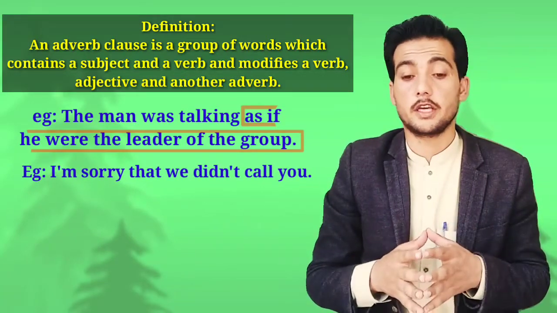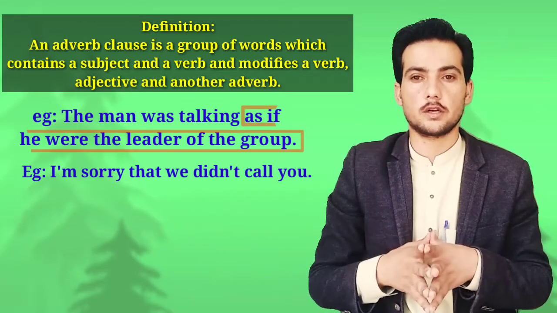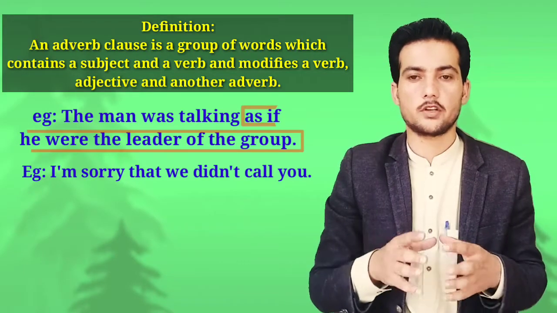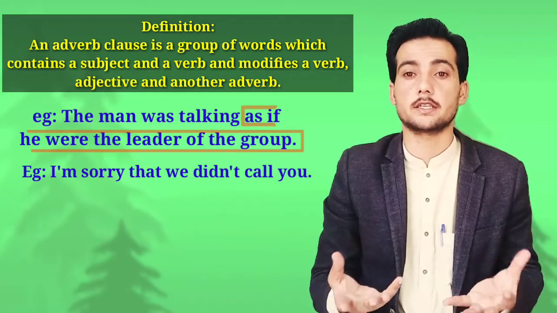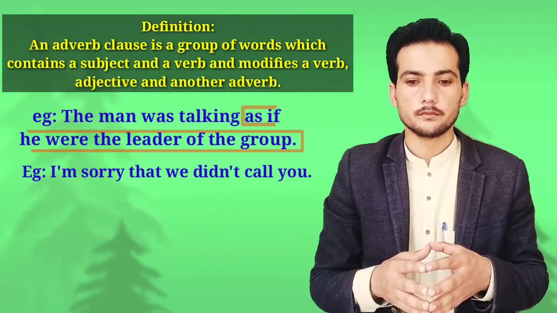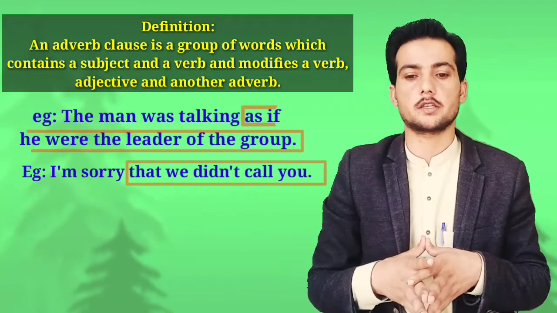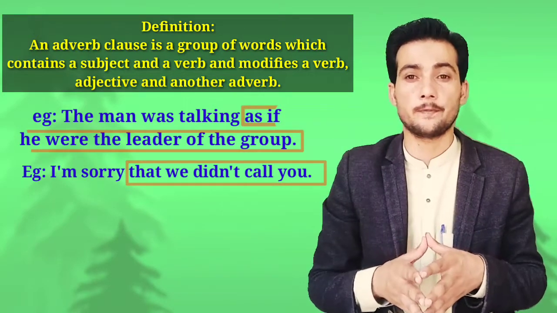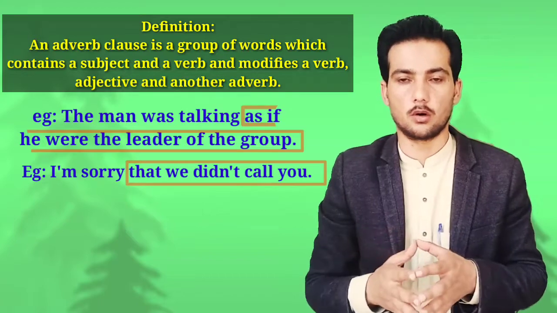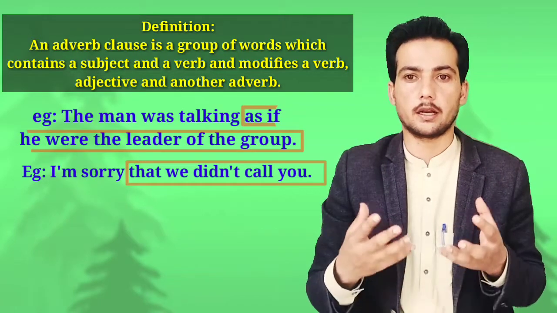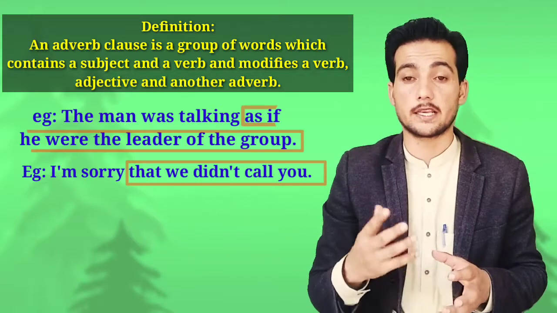I am sorry that we did not call you. Look at this sentence, it also consists of two clauses. The first one is the main clause, I am sorry, because it can stand alone as a sentence. And after that, we did not call you. So it is an adverb clause because it starts with a subordinating conjunction, that is that. And after that it consists of a subject and a verb, and it functions like an adverb because it modifies the adjective, that is sorry.